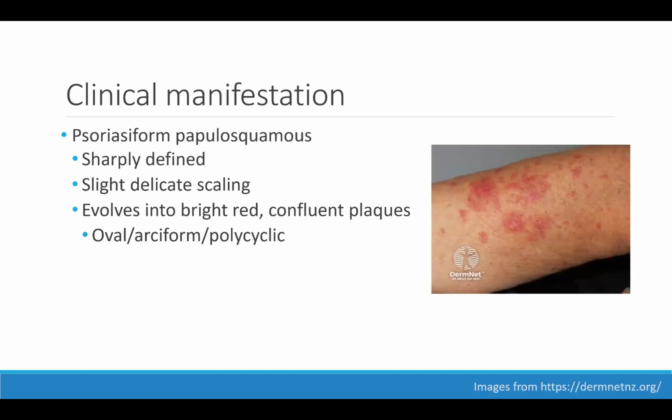These are the clinical manifestations of SCLE. The first type is the psoriasiform papulosquamous type, in which it is sharply defined with slight delicate scaling and involves into bright red confluent plaques. The shapes are often oval or aciform or polycyclic.